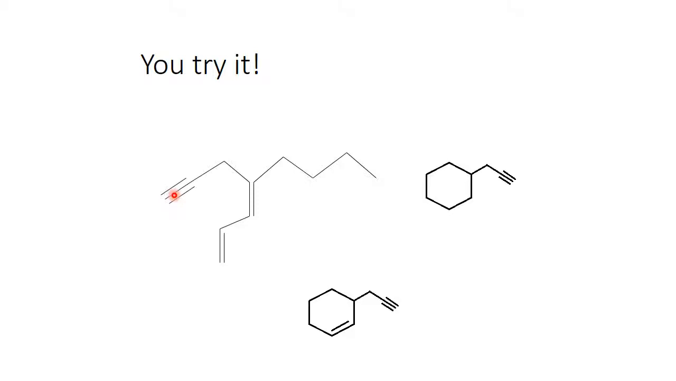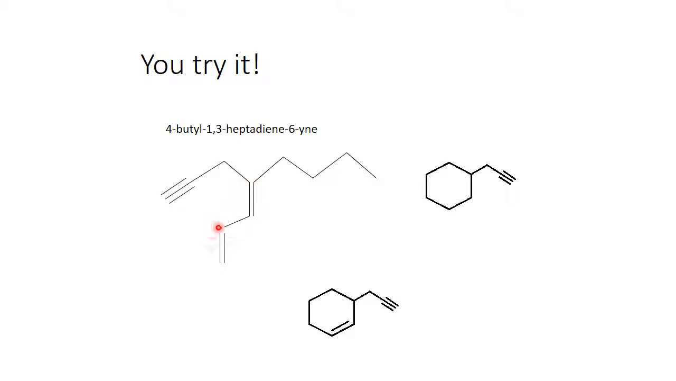We're going to number this one 1 for 2 reasons. Ene has priority over yne when the numbers are the same, but also 1, 2, 3 versus 1, 2, 3, 4 from this end. This second ene has to have the lower number also. So this will be 1,3-heptadiene-yne, and then the yne is on the number 6 carbon, so that would be 1,3-heptadiene-6-yne, and then we have a butyl on the number 4 carbon, so that would be 4-butyl. So 4-butyl-1,3-heptadiene-6-yne.